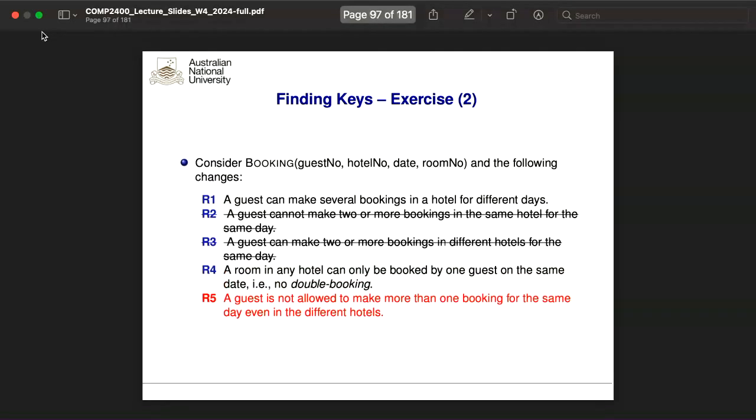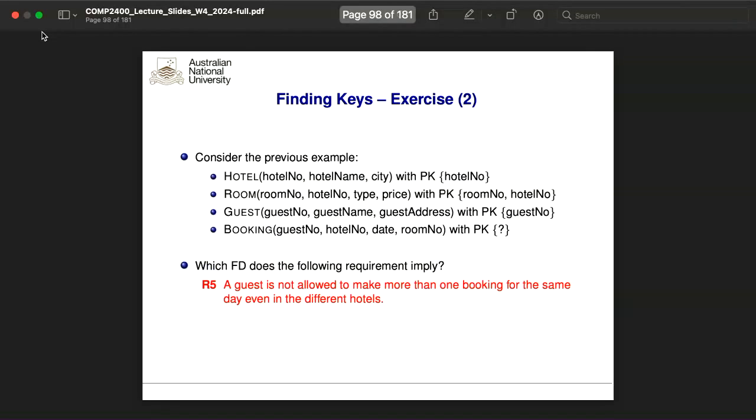So for example, if we say we remove the requirement, R1 and R3, but we have a new requirement. A guest is not allowed to make more than 1 booking for the same day, even in different hotels. So for this new requirement, can we find some functional dependency?